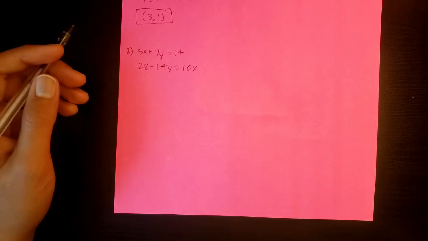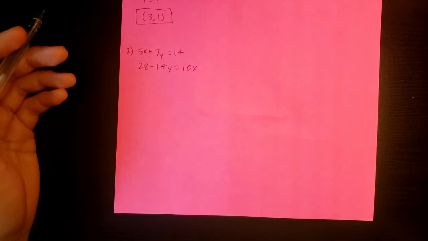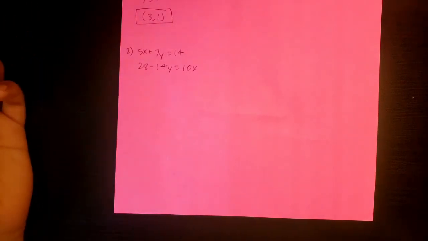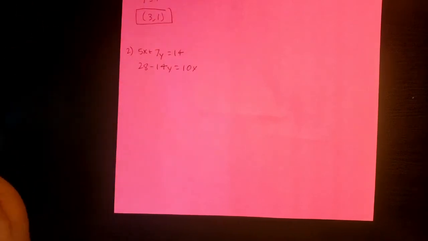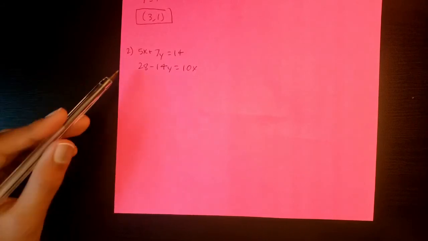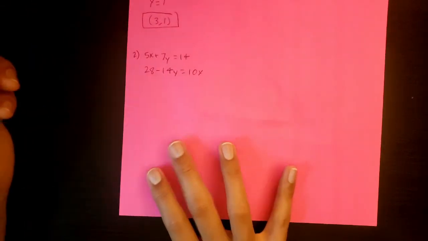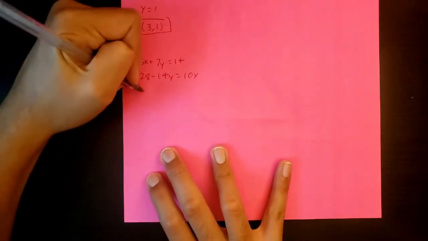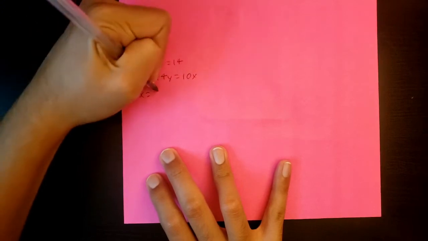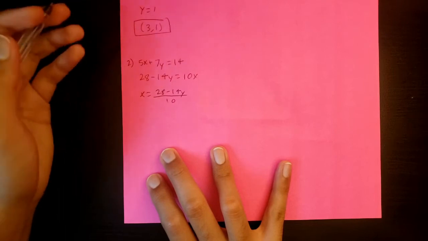In the second problem, we have 5x plus 7y is equal to 14, and 28 minus 14y equals 10x. We haven't really been given one of the variables yet, so we'll have to move stuff around in one of the equations to find that. I think it's going to be easier to do that in the second one, but you can pick either one. So we would have x equals 28 minus 14y over 10.